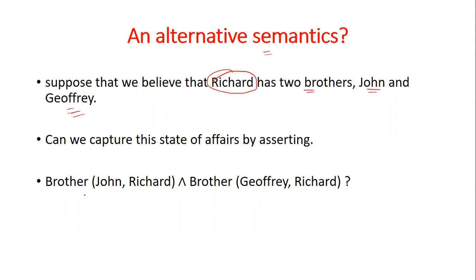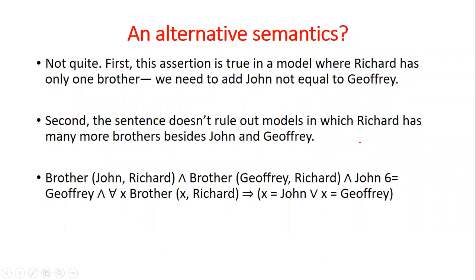Then can we just represent like this? This is what previously we have discussed. Brother of John, comma Richard, and brother of Geoffrey, comma Richard. Which means John is the brother of Richard, and Geoffrey is also brother of Richard. But is this okay or not? Actually, this is not okay. You cannot represent like this. If you represent like this, the knowledge base will not interpret it properly. This is the correct way of representation.